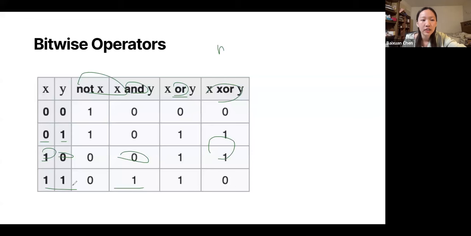So are there any questions about the bitwise operators? No. Okay, so we'll continue.